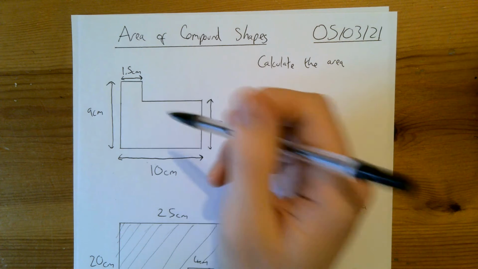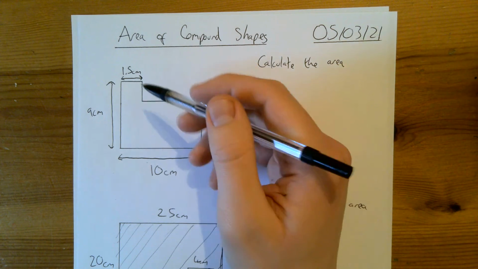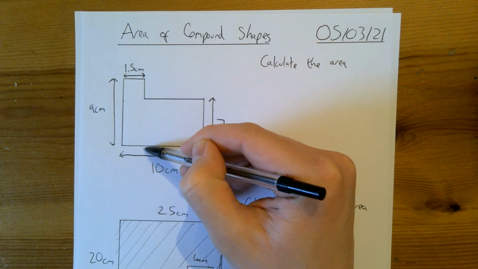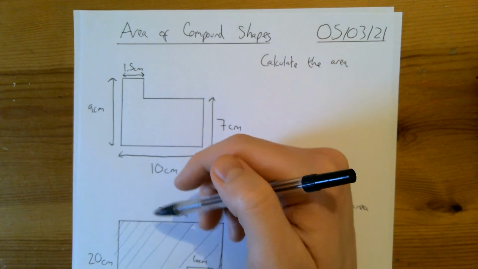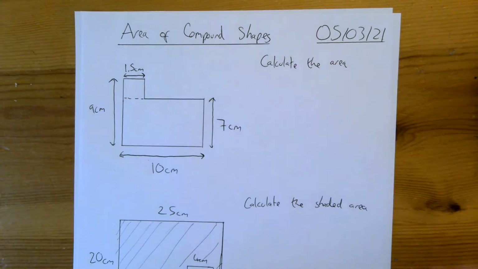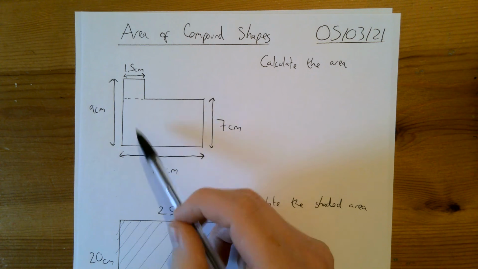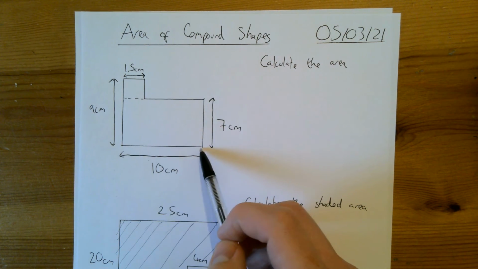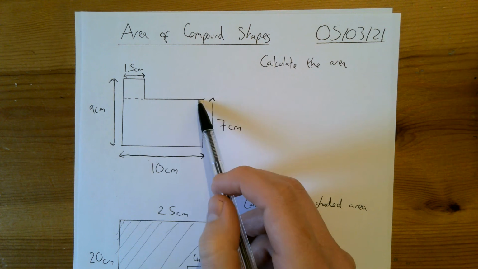So this one, I see it's made of two rectangles, and I could split it back up two ways. I could split it up down here and do this rectangle and this rectangle. I think I want to split it up here though, but I could split it either way as long as I did it right. And then all I have to do is work out the area of the two rectangles and add them together. So I need to do base times height. I'm going to start with this big rectangle because it's quite clear. This big rectangle's got a base of 10 and a height of 7.